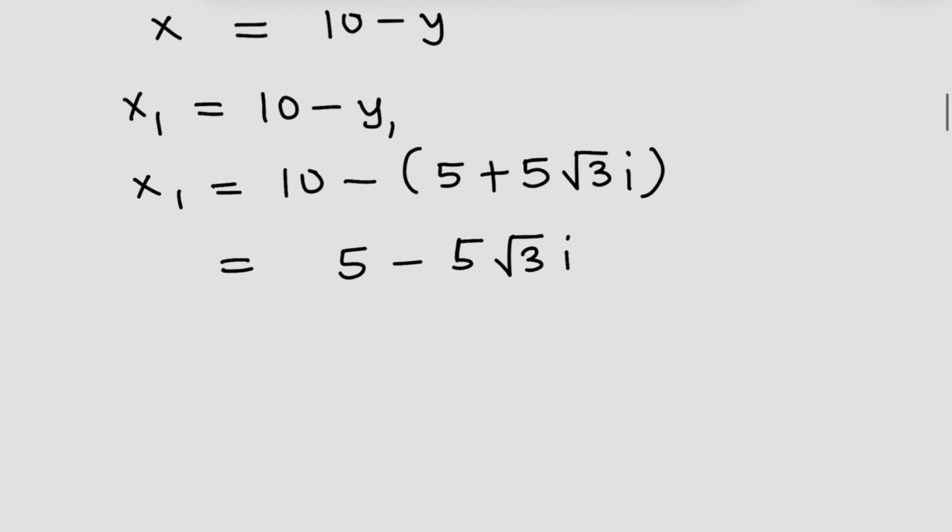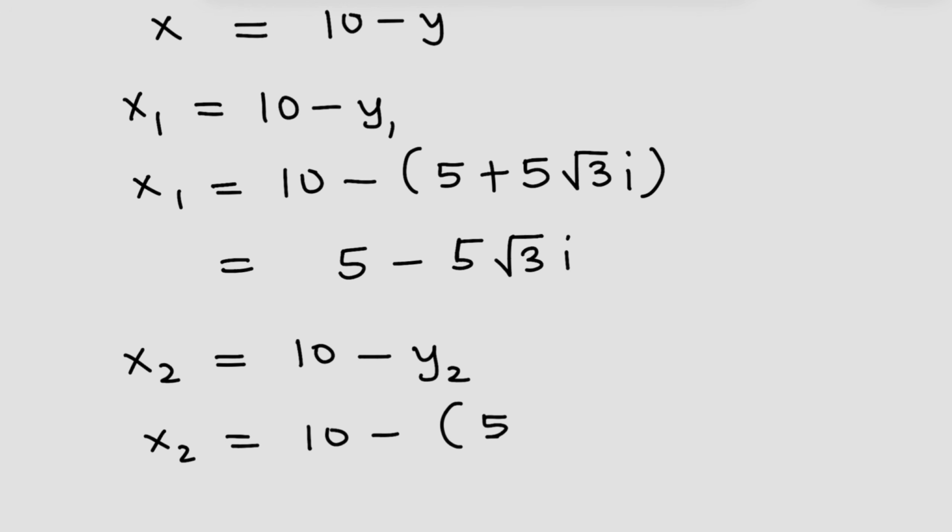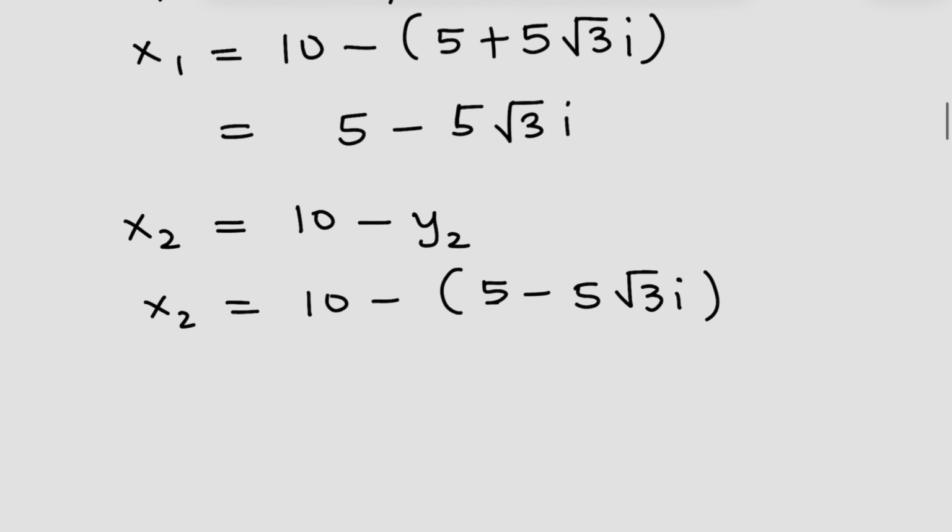We'll do the same thing for x2, which will be 10 minus y2. 10 minus y2 is 10 minus 5 minus 5 root 3i, giving us x2 is equal to 5 plus 5 root 3i. And we have found all the four values of this problem.